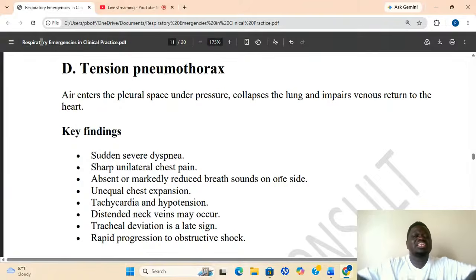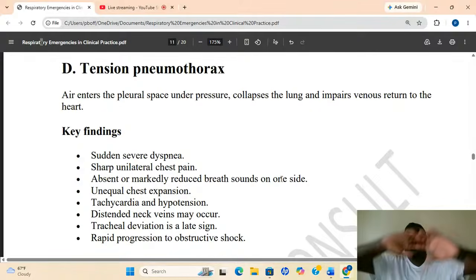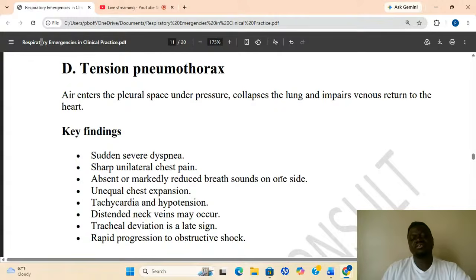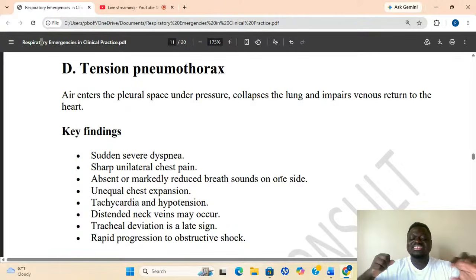So air enters the pleural space under pressure. Okay, we call it positive pressure. Anytime you hear the word positive pressure, it means something is pushing air from one compartment to another compartment. So things that will push things through holes, we call it what? Positive pressure. But if nothing is pushing anything through any hole, or from one space to another space, we call it what?